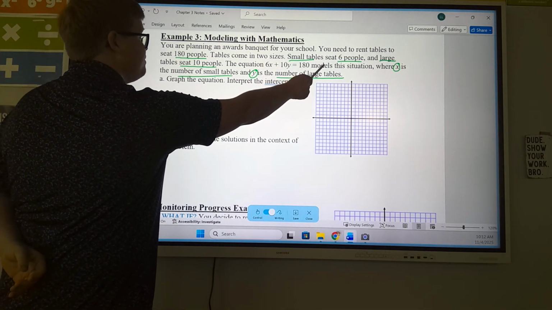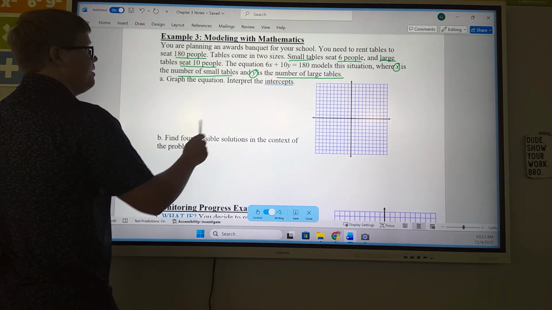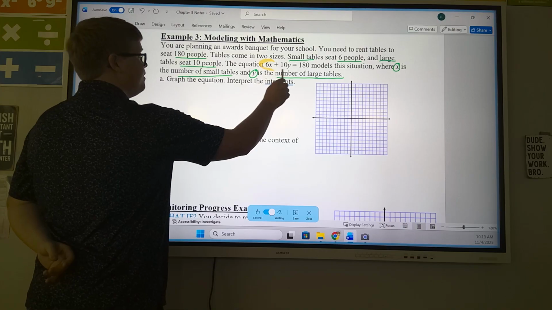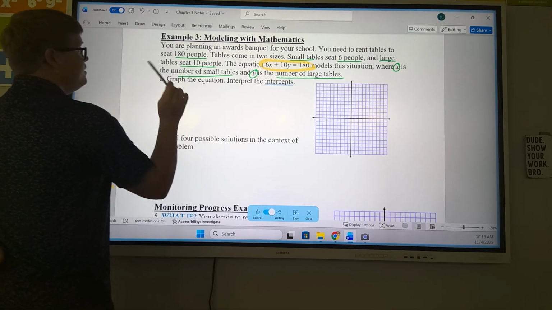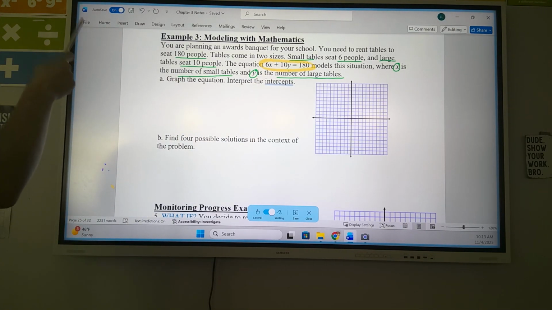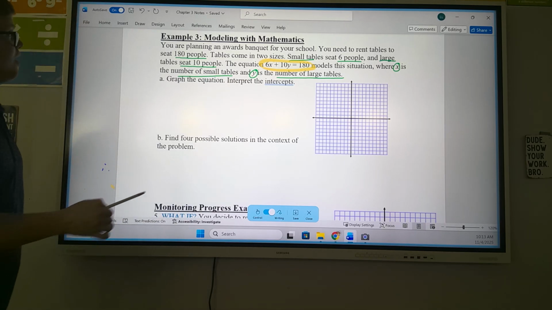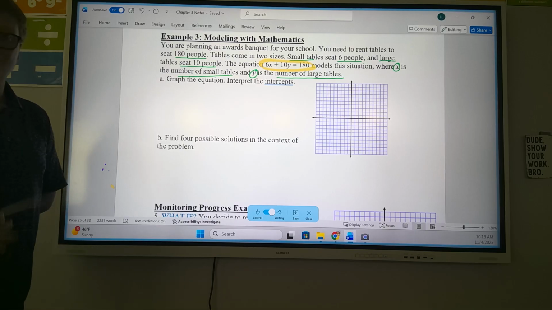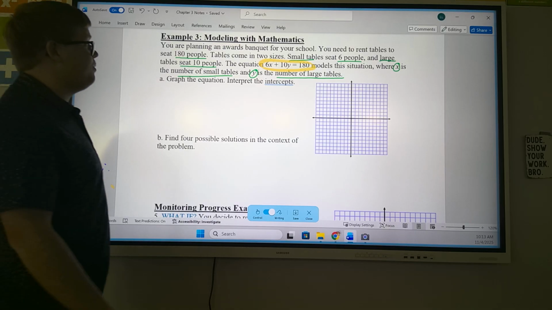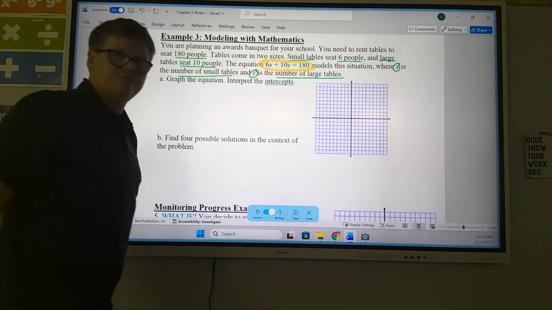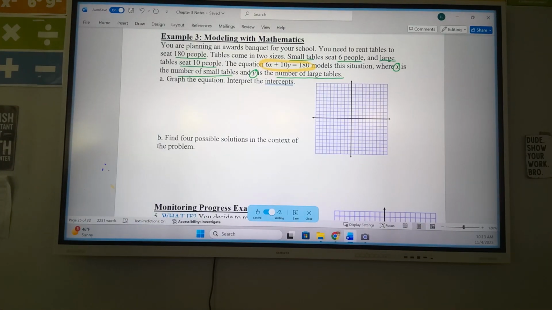6 people at a small table. X is the small tables, that's where we get our 6x from. 10 people at a large table. Y is our large tables, that's where we get 10y from. And of course, our 180 comes from 180 total people attending the awards banquet. We have 6x plus 10y equals 180. If you are not given an equation, it tells you how to write it every single time.